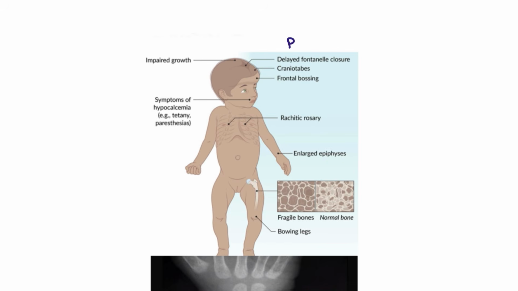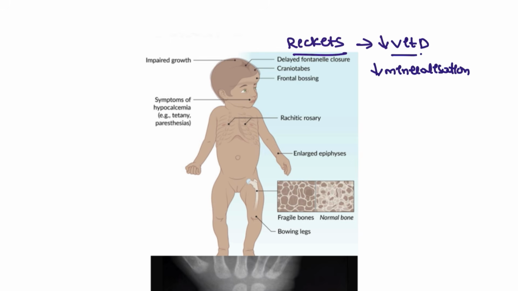The next condition is known as rickets. The patient is suffering from rickets. Rickets is associated with decreased vitamin D. And once the vitamin D is decreased, obviously there is a decrease in mineralization. The patient will be having decreased mineralization. There is no vitamin D, there is no calcium.